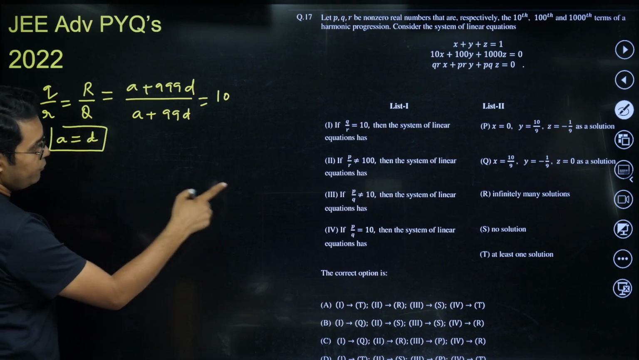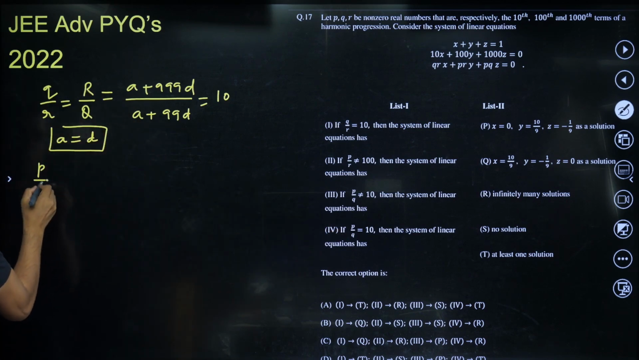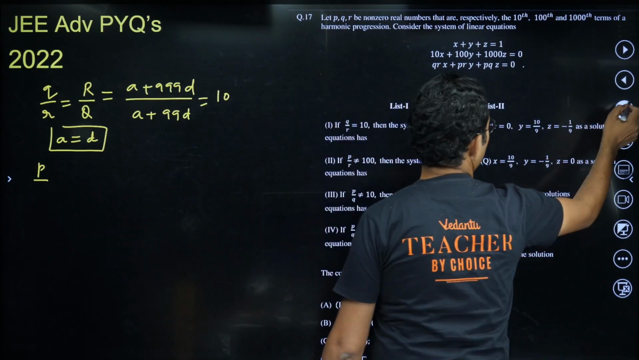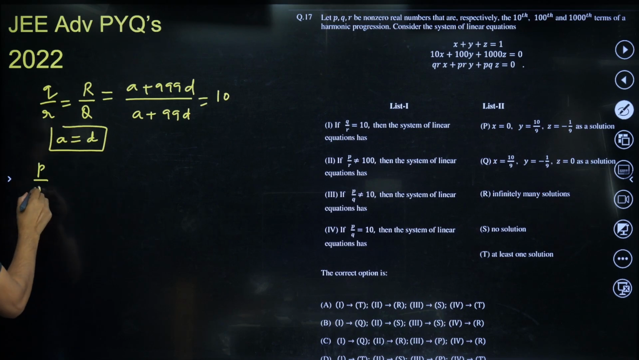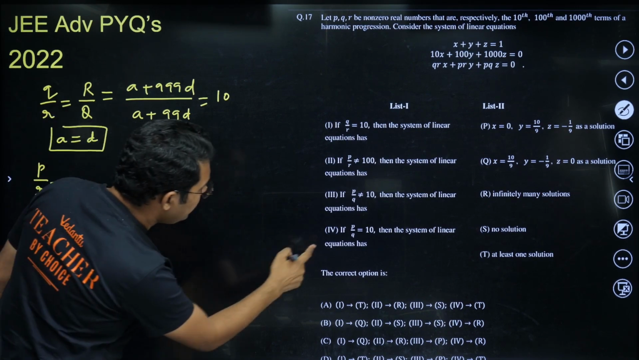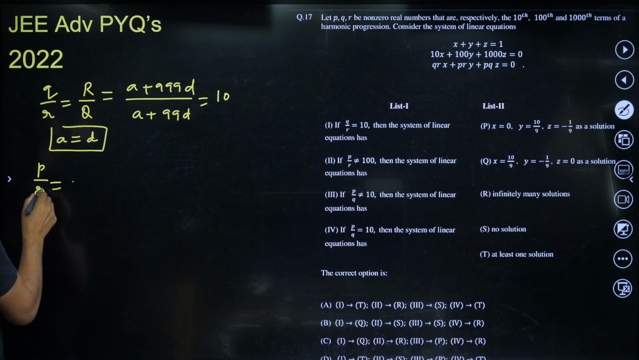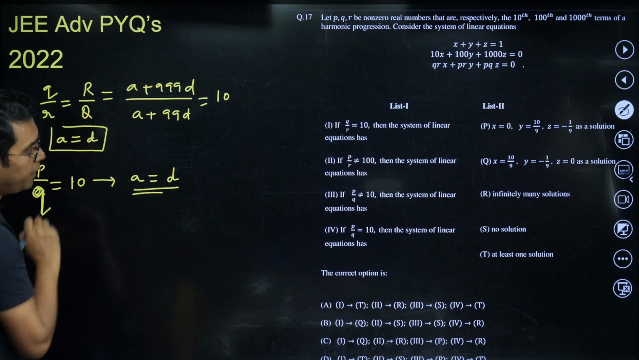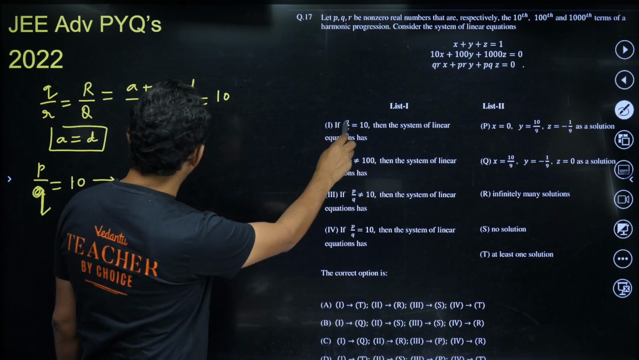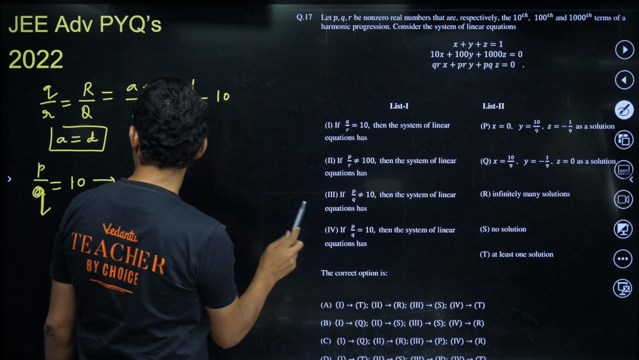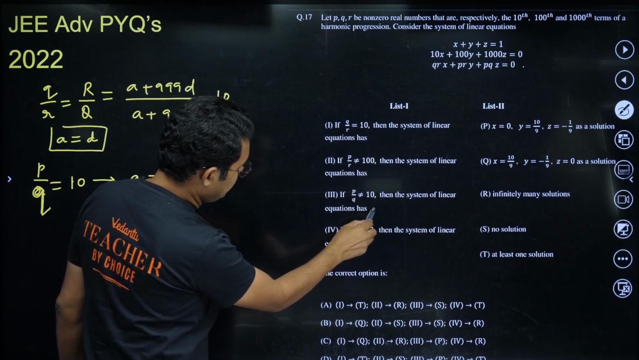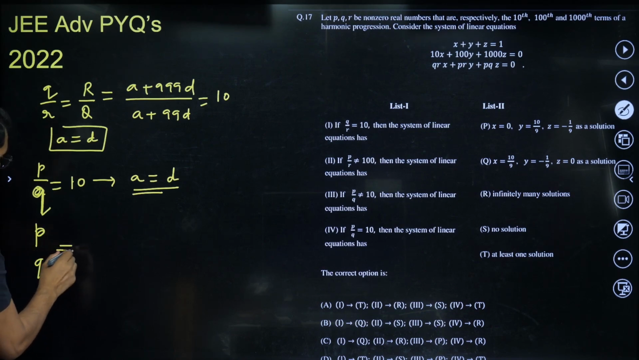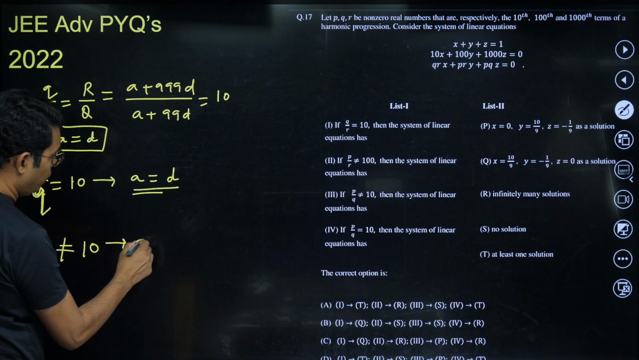Similarly, if you take P upon Q, if it is taken as 10, then also you will be getting A equal to D. Okay, I think they have given only two things, Q upon R and P upon Q. So P upon Q, if it is not 10, then A will not be equal to D.